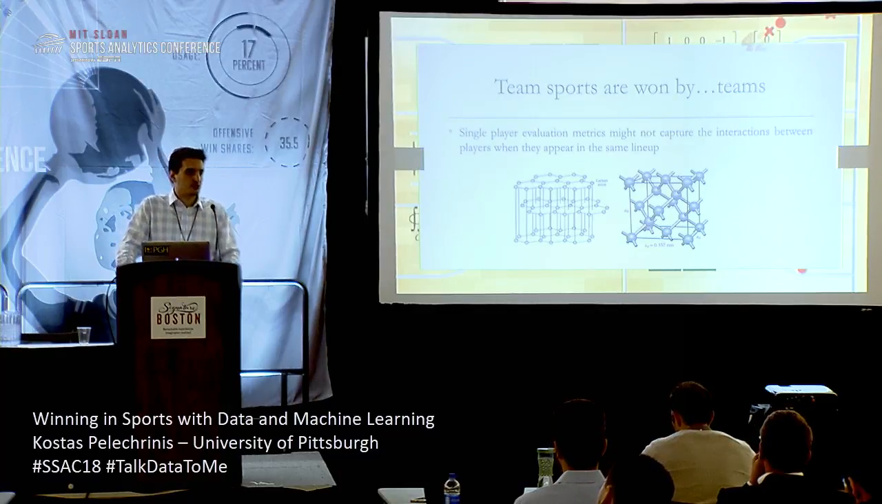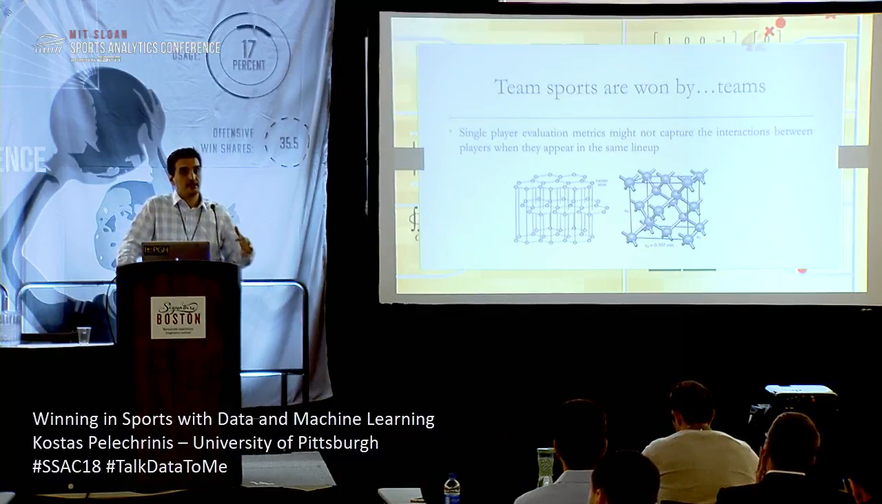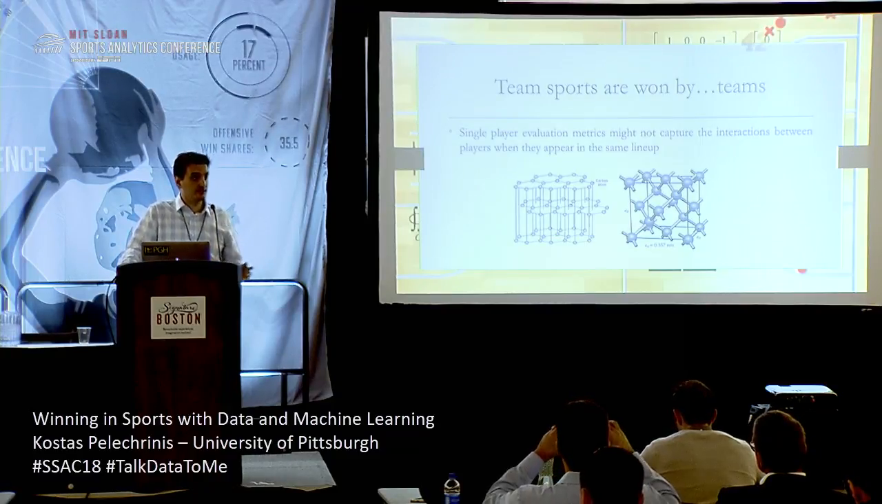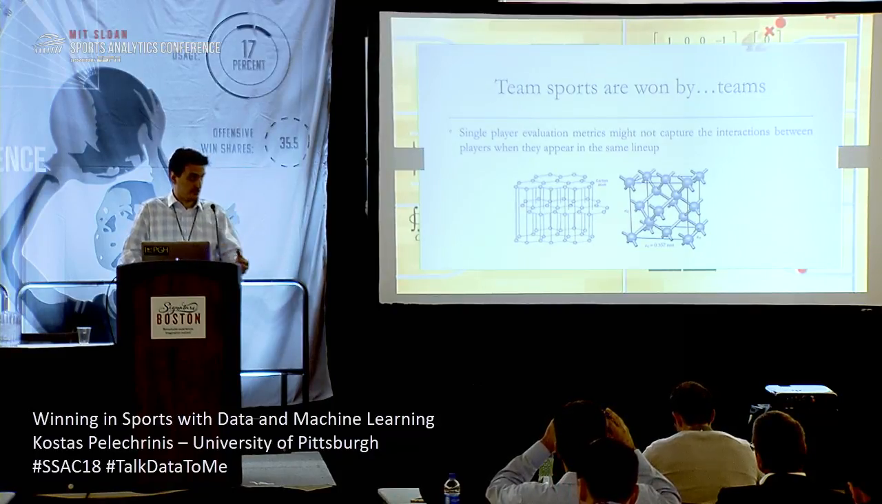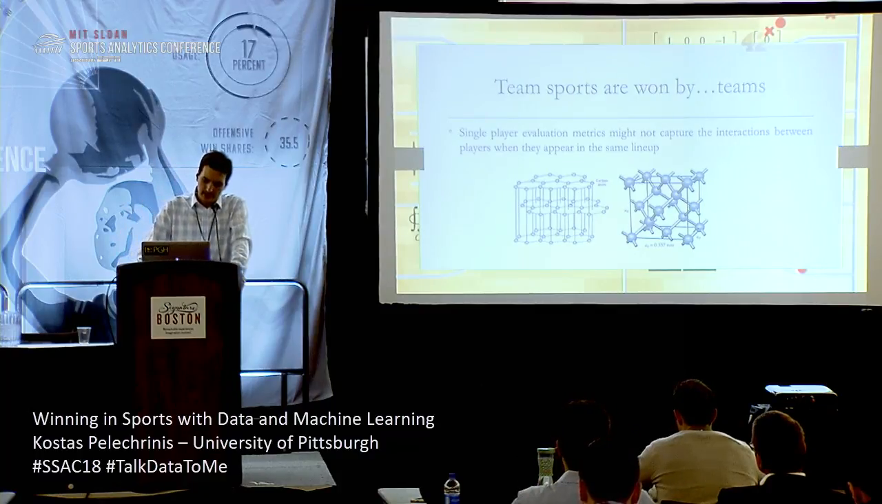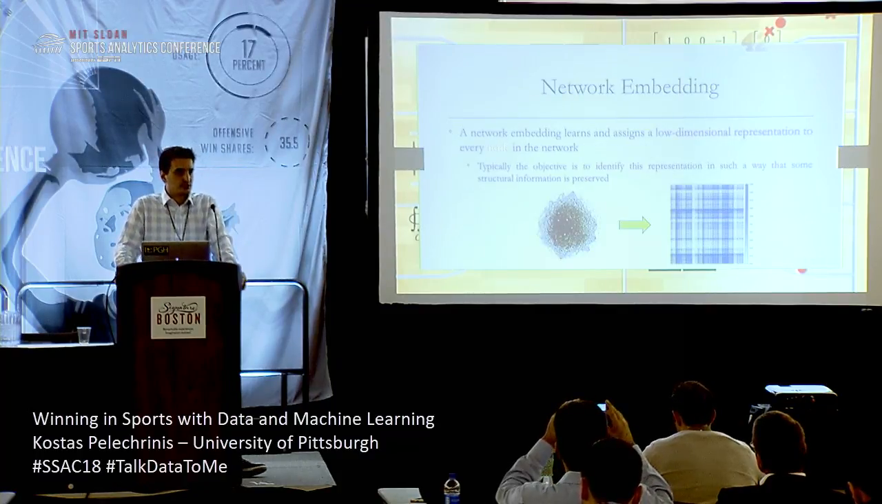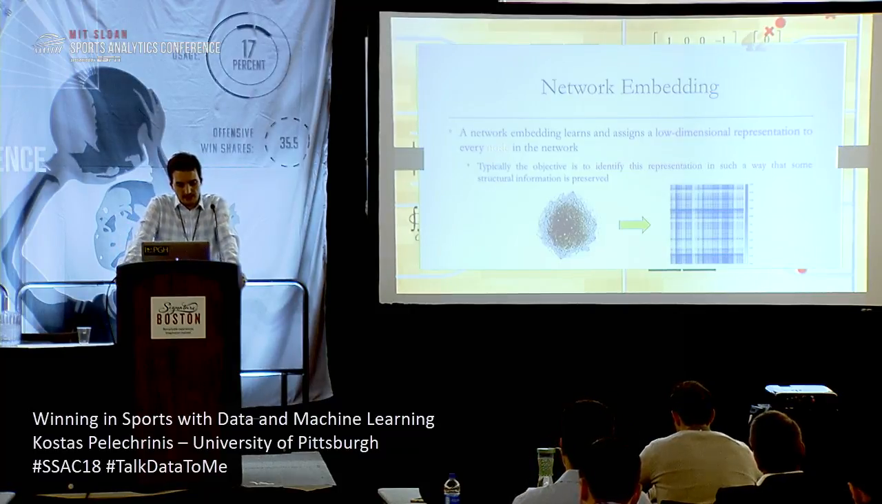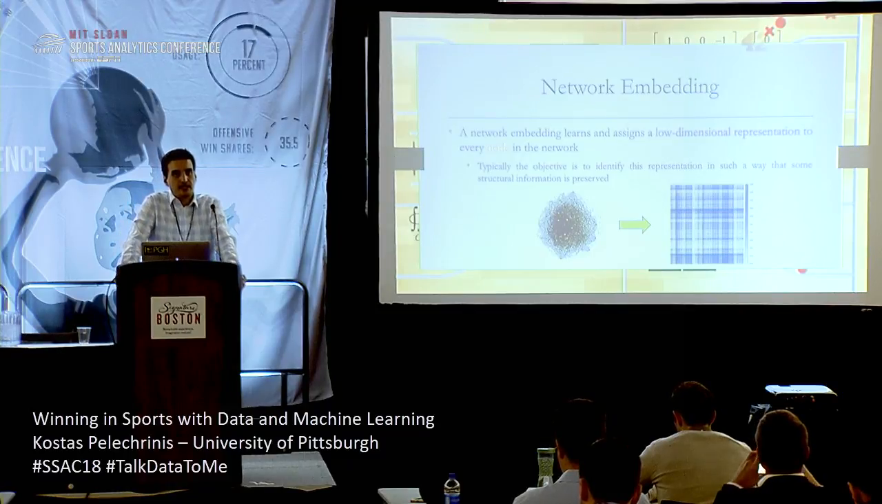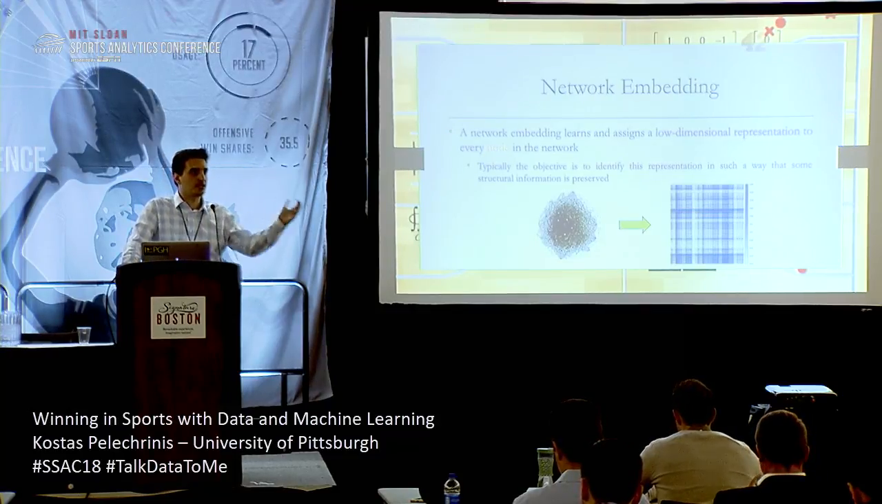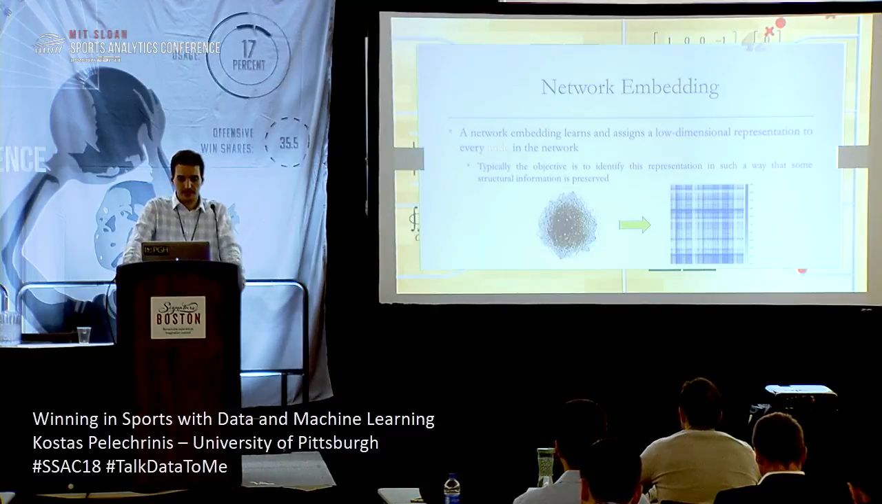When you have single player evaluation metrics, these might not necessarily give you an idea of how these individuals will perform when they are put together on the field, right? Whereas networks might give you a better idea about that. One problem with networks, and why they have not been used a lot in sports, is that the way networks are represented makes it hard to pass them through traditional machine learning techniques. You cannot take a network and put it through a regression, for example.